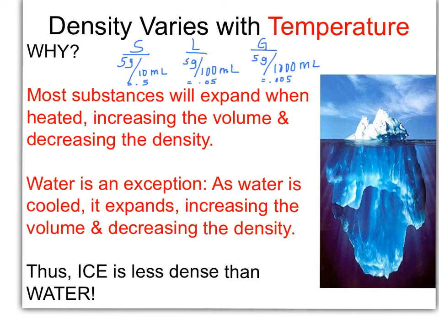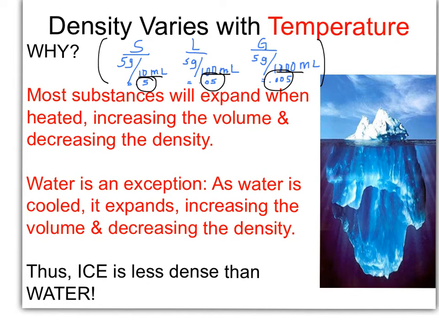So how does density vary with temperature? Well, most substances will expand when heated. That increases the volume and decreases the density. You can see that in the scenario that I've drawn above. The mass stays the same at 5 grams, and as I change from a solid to a liquid to a gas, adding heat causes those molecules to break free from each other. The volume increases, and so you can see that the density is decreasing along the way.